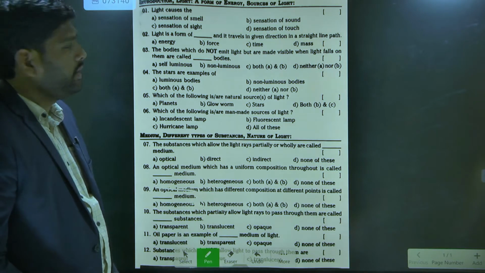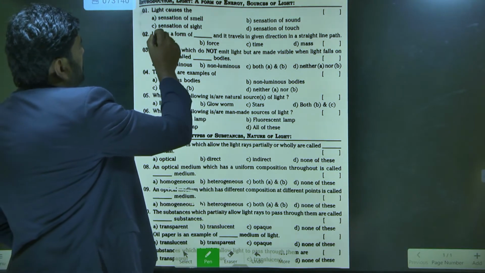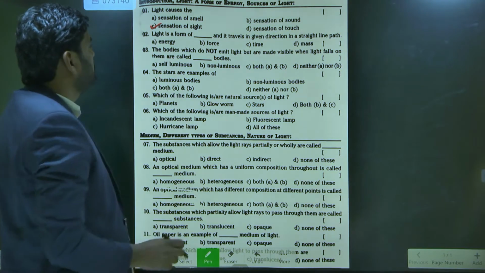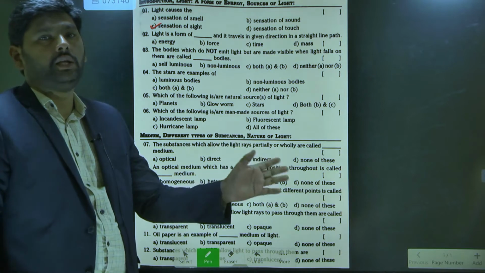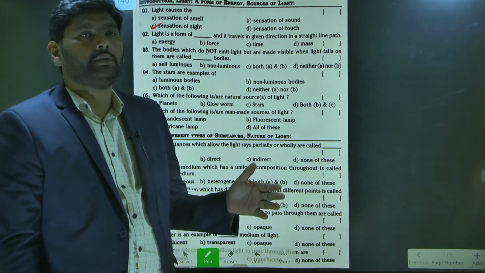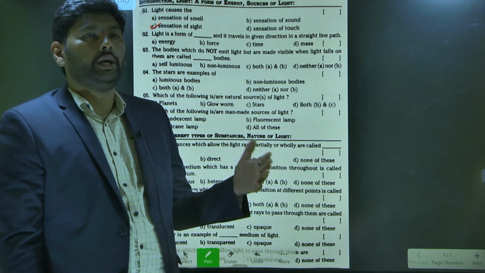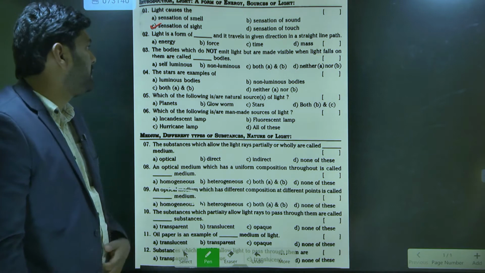Surely, you are right. The answer is sensation of sight, because of the light we are seeing our surroundings. Without light we cannot see our surroundings, so we can conclude that light causes sensation of sight.